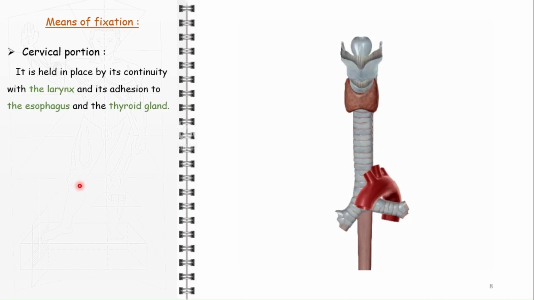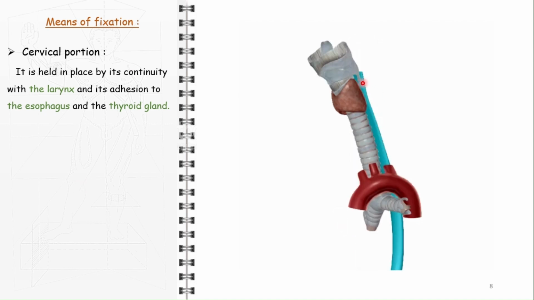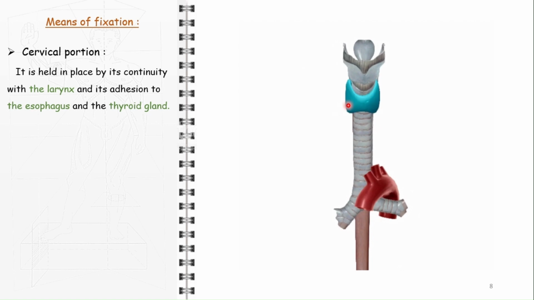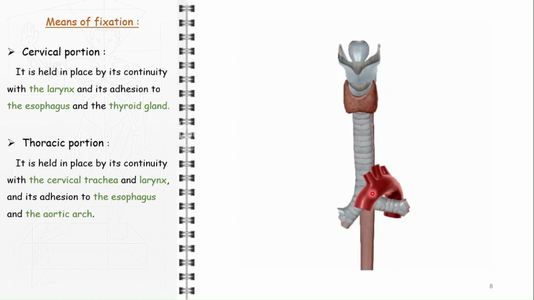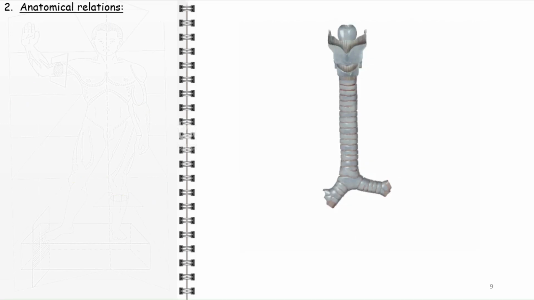Concerning the means of fixation of the trachea, it varies from segment to segment. The cervical trachea is held in place by its continuity with the larynx, and its adhesion to the esophagus and the thyroid gland. While the thoracic trachea is held in place by its continuity with the cervical trachea, the larynx, and its adhesion to the esophagus and the aortic arch. Let's explore next the anatomical relations of the trachea in both its portions.